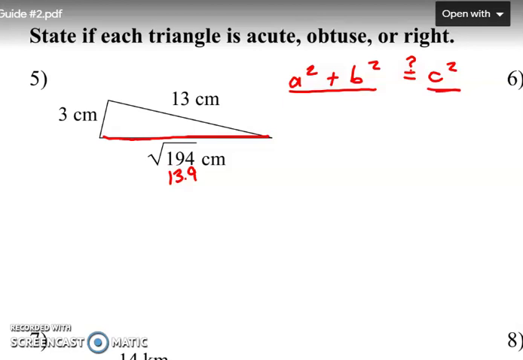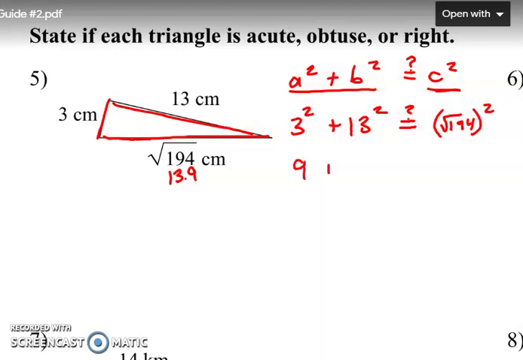Okay, so let's plug this stuff in. For A, I'll put this side of 3, and we have to square it. For B, I'll put this side of 13, and we have to square it. And then again, we've got kind of this question mark equation. Is it really equal to what would be my hypotenuse of square root of 194 squared? Okay, so let's now do the algebra with that.